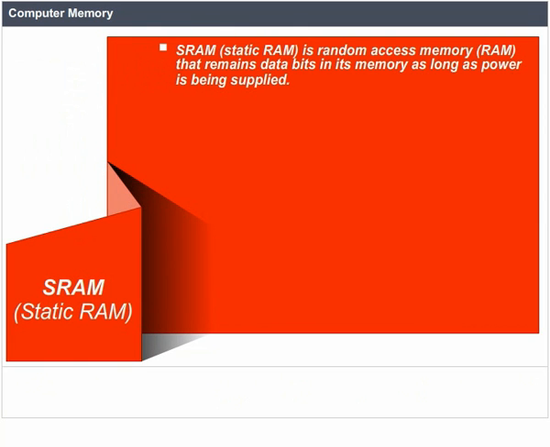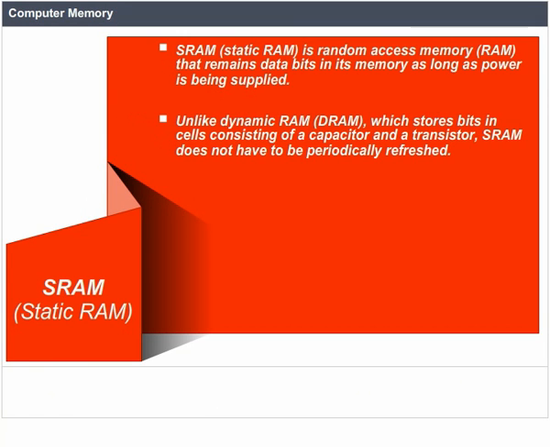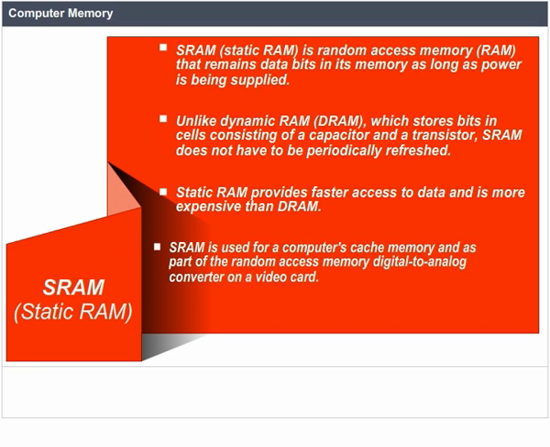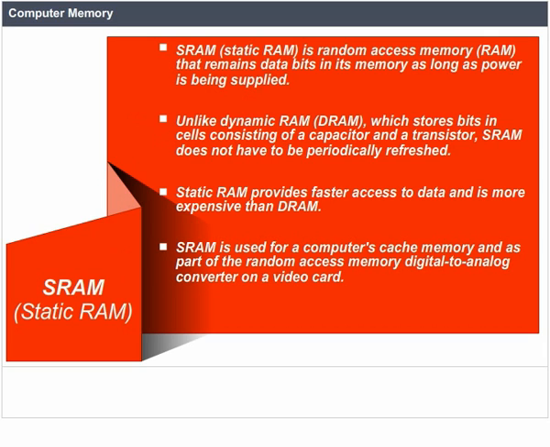Static RAM is random access memory that retains data bits in its memory as long as power is being supplied, unlike dynamic RAM, which stores bits in cells consisting of a capacitor and a transistor. SRAM does not have to be periodically refreshed. Static RAM provides faster access to data and is more expensive than DRAM. SRAM is used for a computer's cache memory and as a part of the random access memory digital-to-analog converter on a video card.